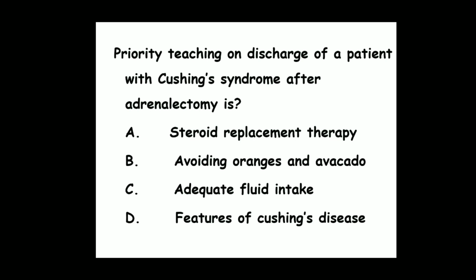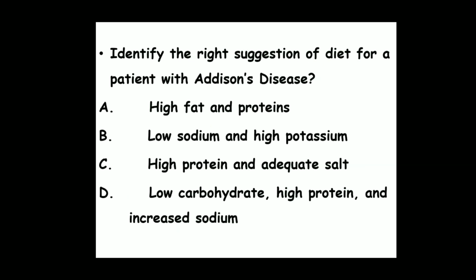Second question, which is a priority teaching on discharge of a patient with Cushing syndrome after adrenalectomy? Steroid replacement therapy, avoiding oranges and avocado, adequate fluid intake, and features of Cushing's disease. Which one is the priority of teaching here? Definitely it is steroid replacement therapy because they have to take it lifelong, and they have to take the steroid tablets at the same time every day. That's the priority of teaching here.